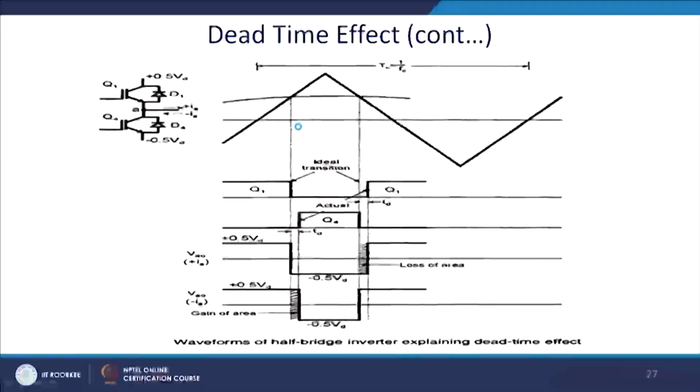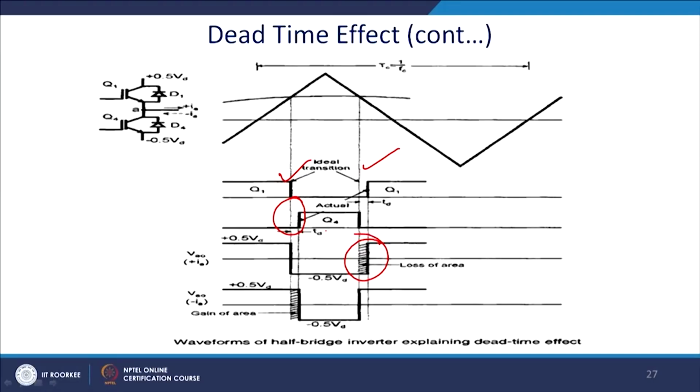See that this is sine triangle PWM, and this is the ideal transition, this point and this point. But what happens is you give a delay here, so ultimately it will start conducting with a little time difference of Td. But it depends, if you find that the load current is positive, then when this transition occurs, it will be lossy. Why? Because we require to see what mode of conduction is going on.